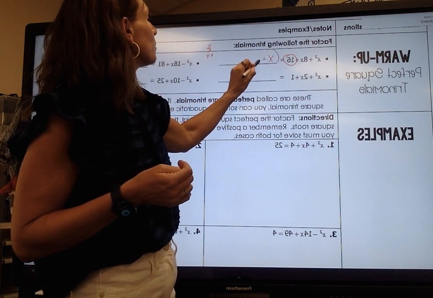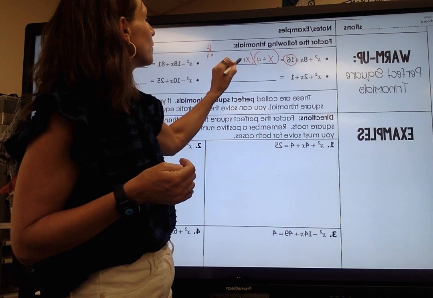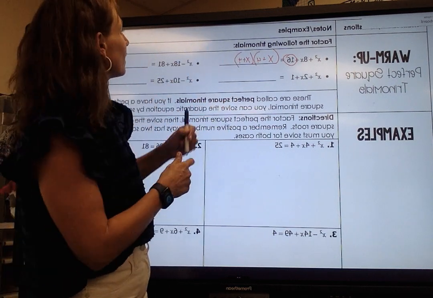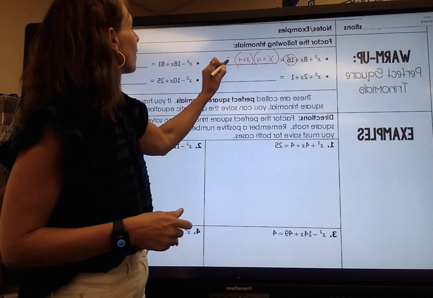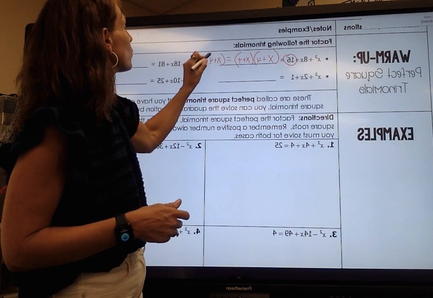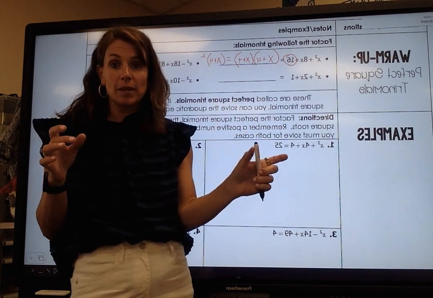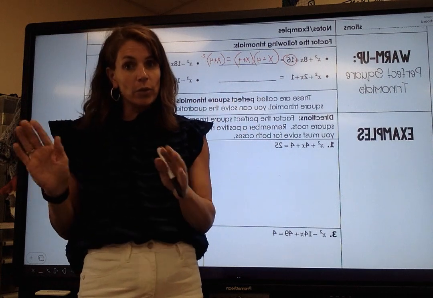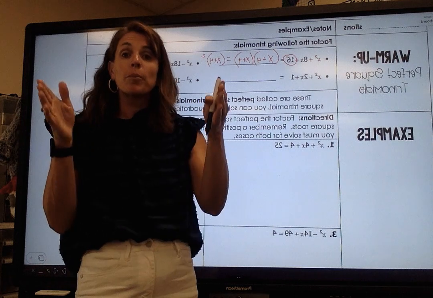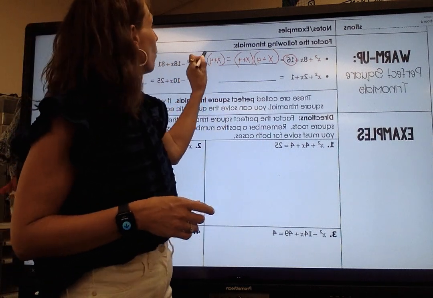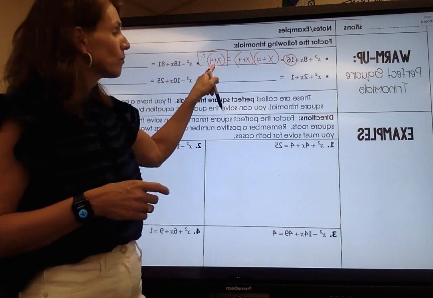So you could say x plus 4 times x plus 4. Some of you guys would write it like this, x plus 4 squared. And that's correct. It's a perfect square, x plus 4 times x plus 4. Not a difference of squares, where one's positive, one's negative, but they're both exactly the same. So this is how I want you to write those answers right here.